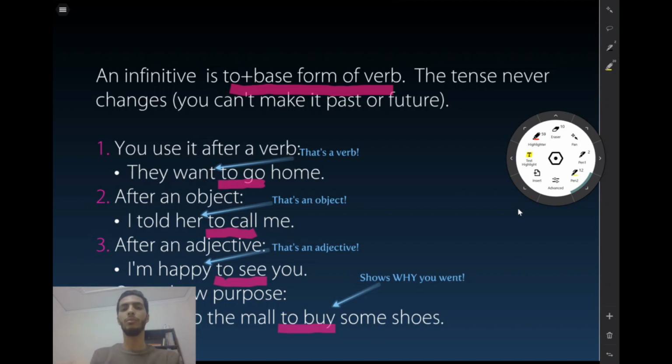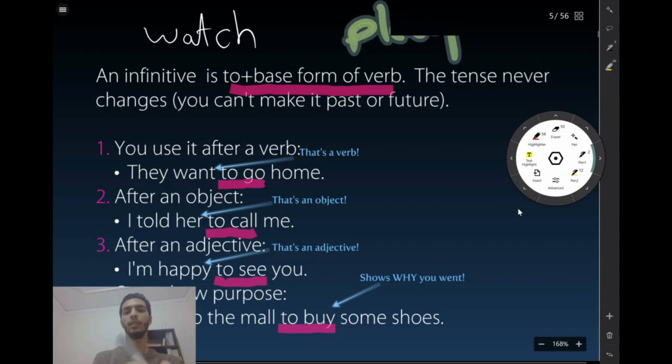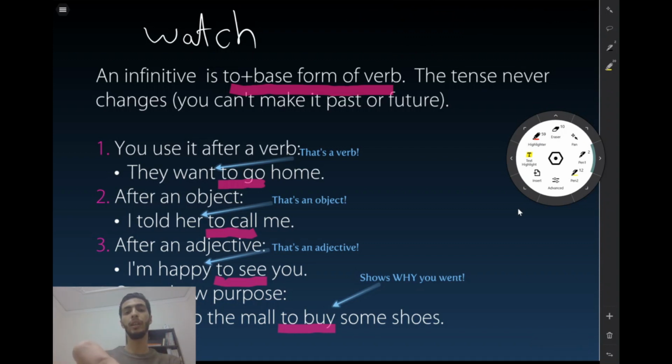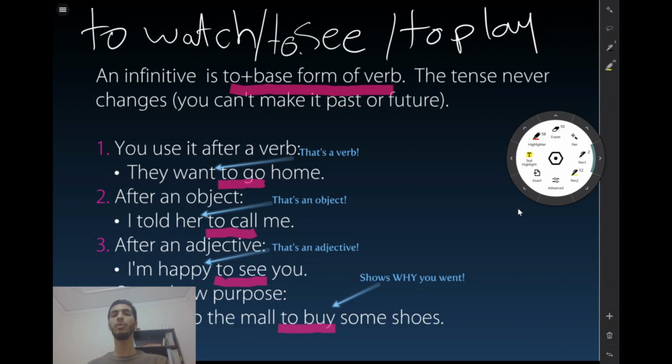Alright ماذا نعني ب base form of the verb. Now base form of the verb, for example play, let's say watch, another example, for example see. So these are the base form. يعني الفعل في أساسي بدون to. But the infinitive is when we add to the verb. Now this is the infinitive: to watch and to see, to play, those are called the infinitive.